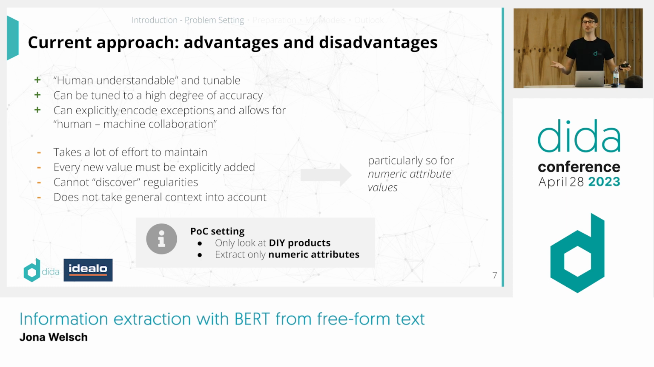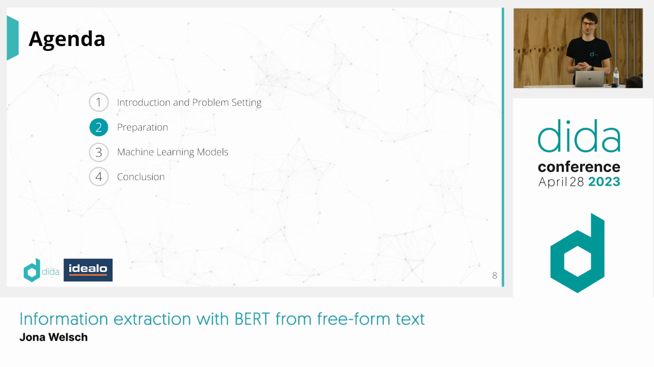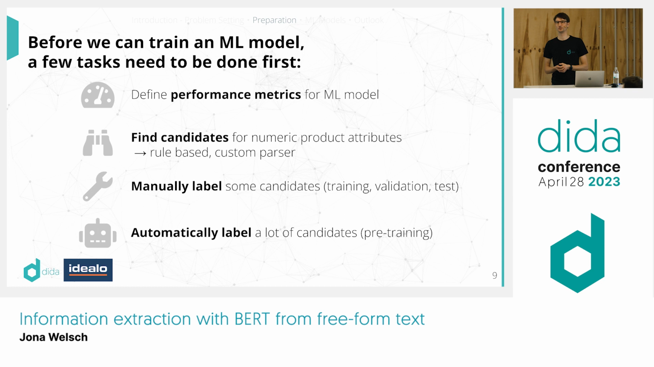All right, so now we know why it could make sense to employ a machine learning solution here. And we can talk about the preparational steps we need to take in order to be able to do machine learning. So the first one is pretty obvious, and probably needs to be done for every machine learning project. I need to define a performance metric, just so that I know how well my model performs.